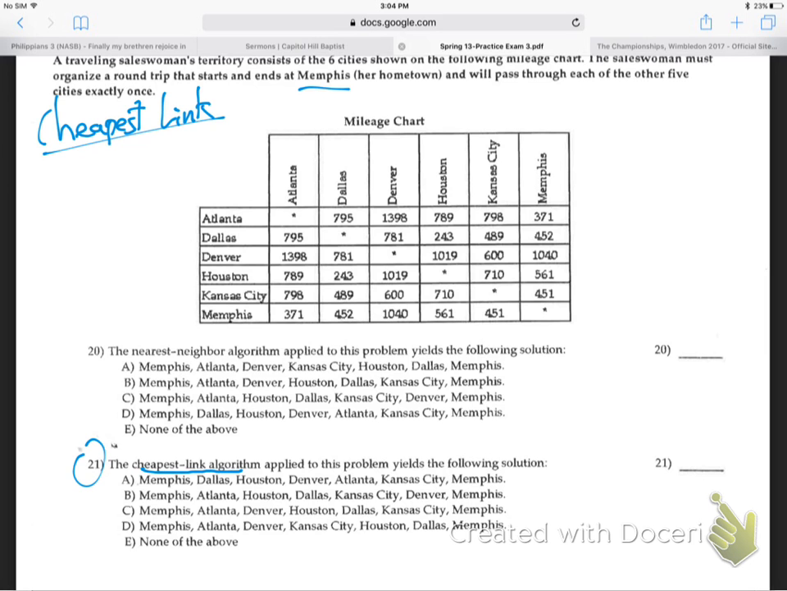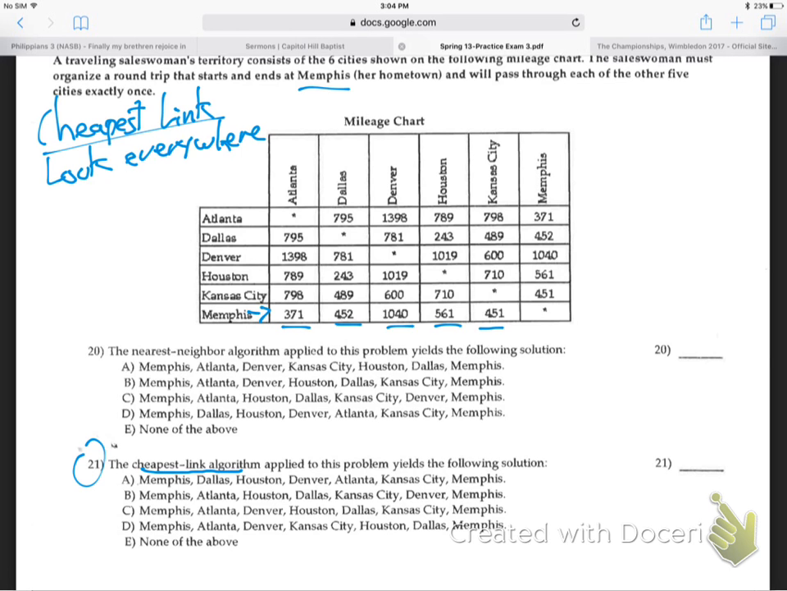Memphis or hometown. Does that mean I start at Memphis and just look across and pick the lowest of these numbers? No. I hope that's coming across clear. With cheapest link, you look anywhere. We'll eventually bring Memphis in, but that's the main difference between cheapest link and all the nearest neighbor stuff. Nearest neighbor, you're pinned down at one city, only looking from that city. Cheapest link, you look everywhere, right?